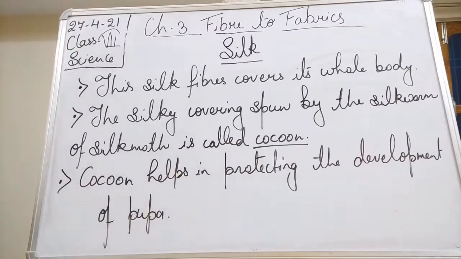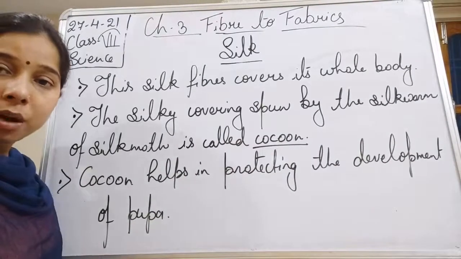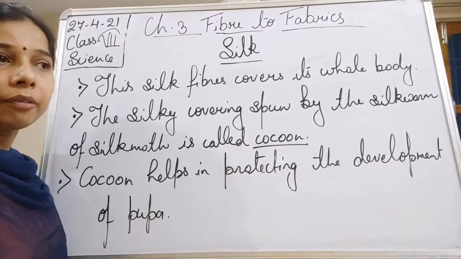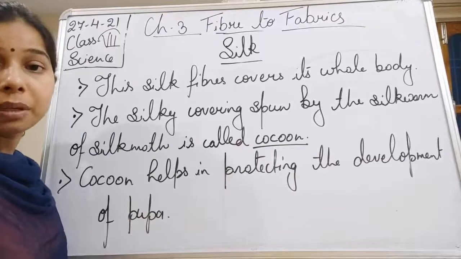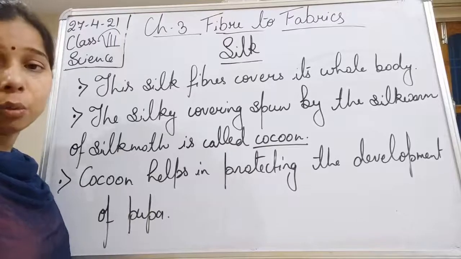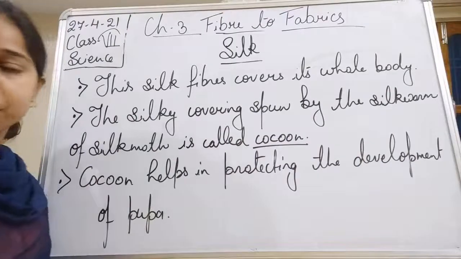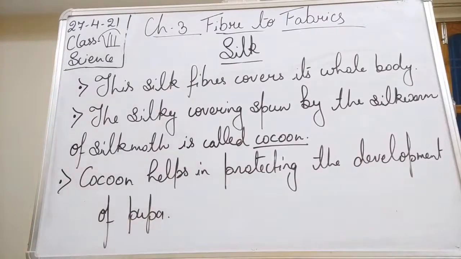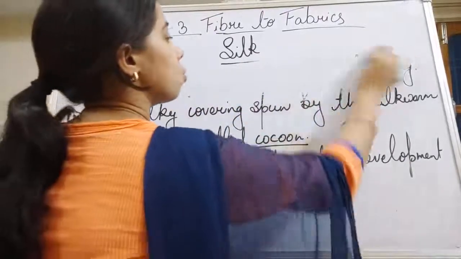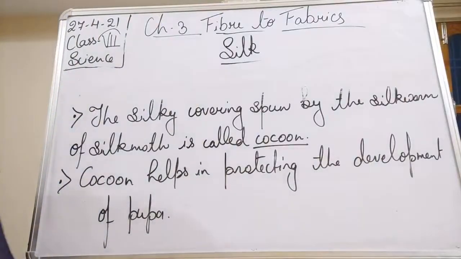Okay, now what happened? Pupa is formed, and after the formation of the pupa, this pupa gets converted, it develops into a silk moth. As it becomes a silk moth, the cocoon breaks down and the silk moth flies away. So this is the last step. I hope you have understood that the development of the pupa occurs in the cocoon itself.